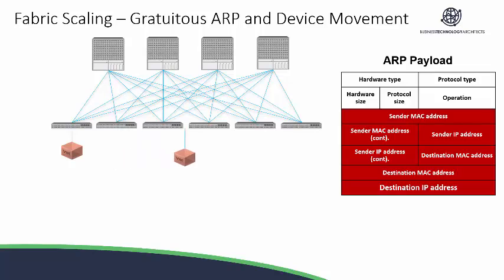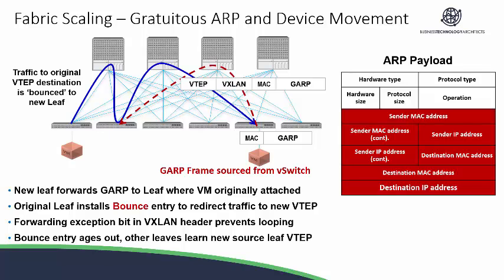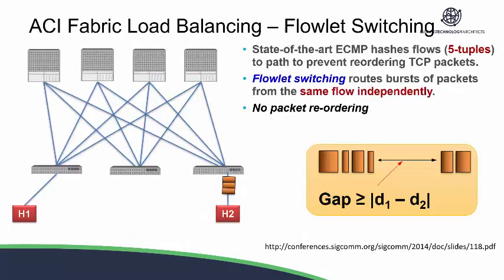So as you can see, the virtual machine moves. If I have other virtual machines that need to talk to that virtual machine that was on leaf 2 but is now on leaf 5, the new leaf will forward the GARP to the leaf where the VM originally was attached. The original leaf installs the bounce entry. The forwarding exception bit in the VXLAN header prevents any looping of those frames. The bounce entry will then age out. Other leaves learn the new source of the VTEP and then update their global station tables.